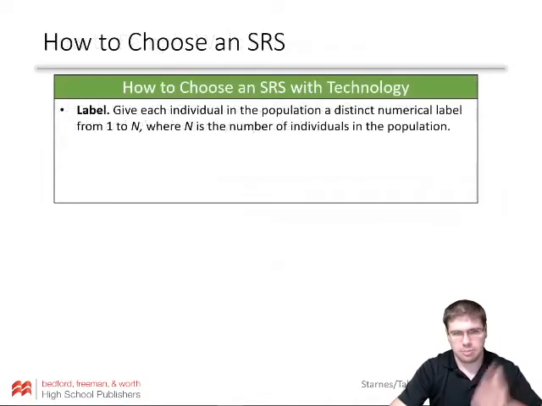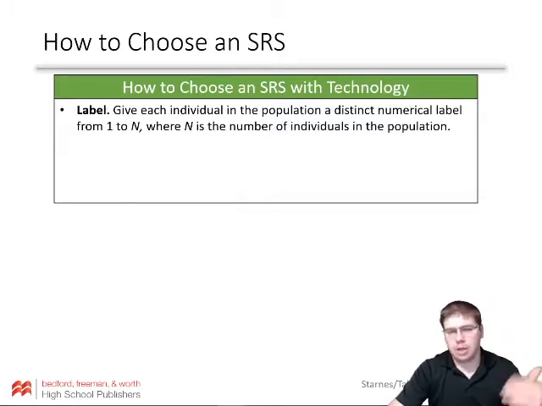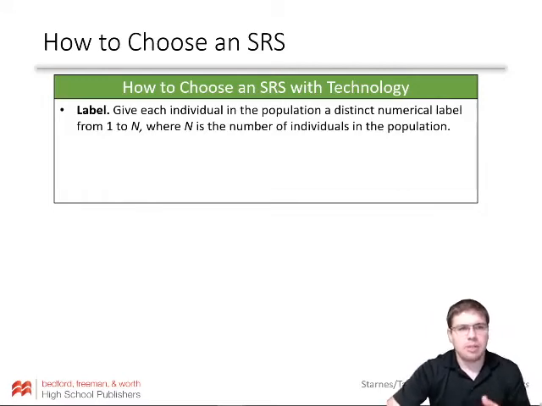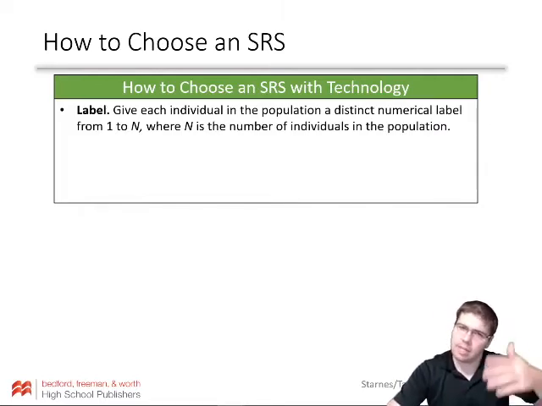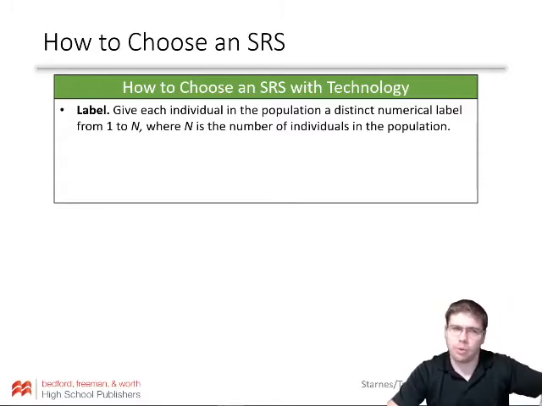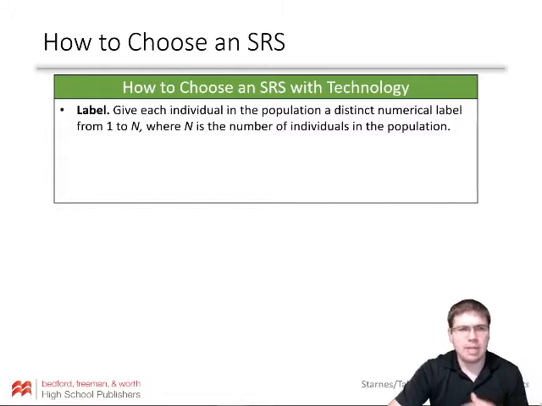Sometimes the process makes more sense looking at the steps. So, how to do it, focusing on doing it with technology. We'll come back to another way to do this as well. First, give each individual in the population a label. You'll sometimes need to describe your sampling method, so you will want to hit these steps. How are you going to label all of your individuals in the population? Give each individual in the population a distinct numerical label from 1 to N, where N is the number of individuals in the population.